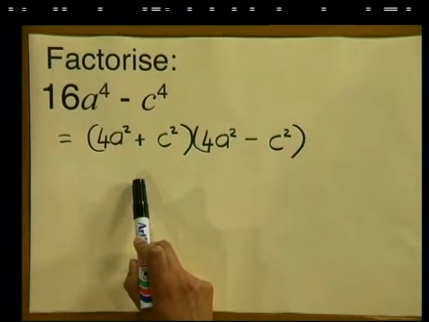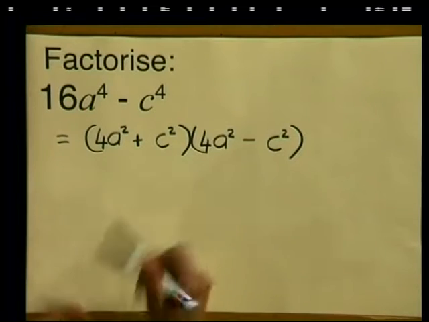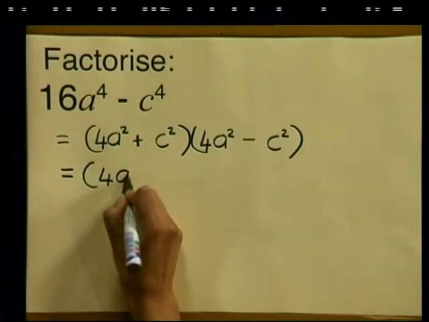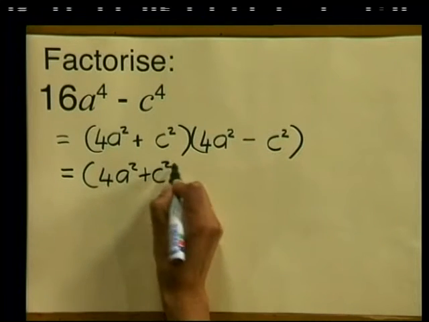Can the sum of two squares be factorized? Think about it. It is not possible to write the sum of two squares as a product. In other words, that bracket cannot be factorized. But let's do what we can and factorize the difference of two squares. Now we can't do anything further with this bracket, so we can just rewrite it. So we write 4a squared plus c squared.